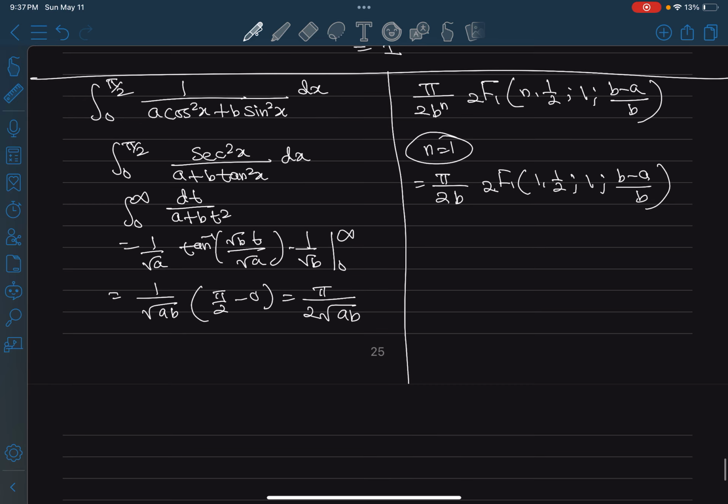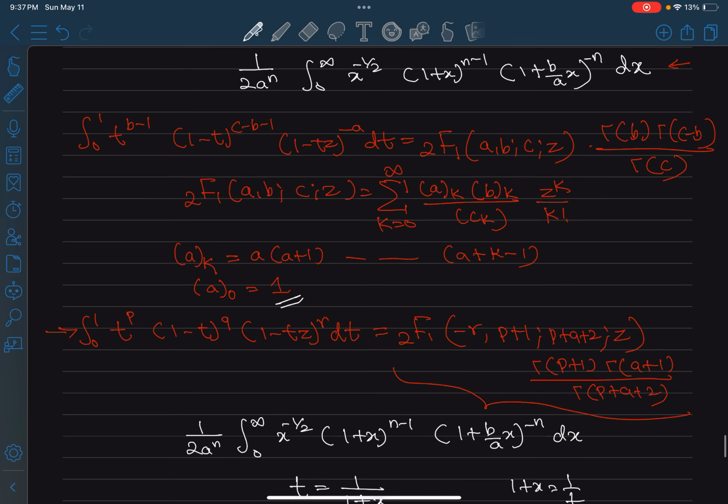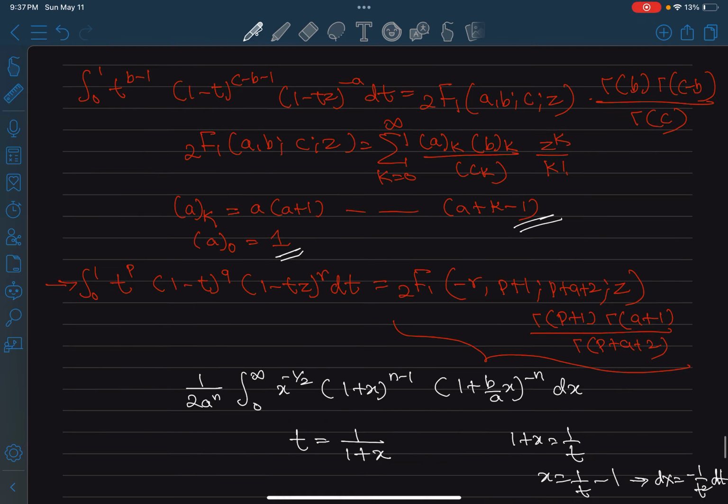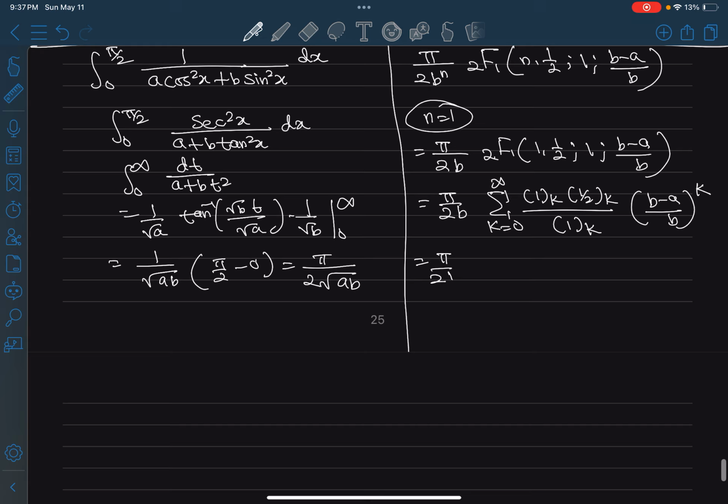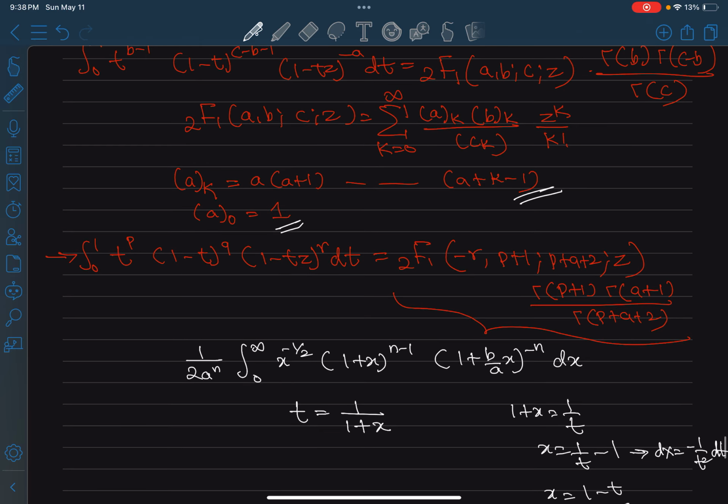So let's see. Now this becomes pi by 2b, and this is a sum from k equals 0 to infinity of 1 sub k, half sub k, and I actually gave the definition, right? Yes, you have the definition, we'll use this. So this is half sub k, 1 sub k, and then b minus a by b sub k. This cancels out, so we have the sum from k equals 0 to infinity. Now I can write this as half plus 1 up to half plus k minus 1. And I forgot something: we also have k factorial over here.